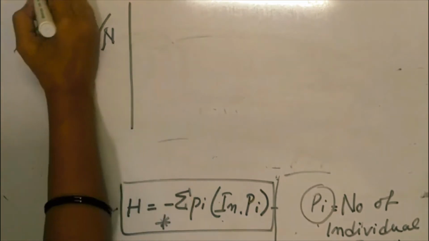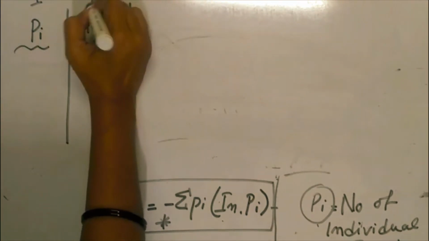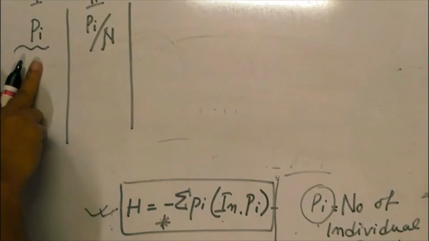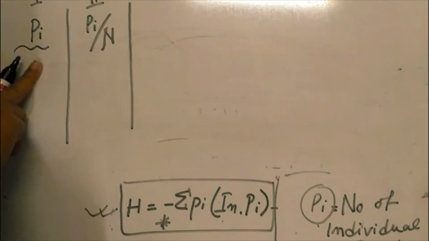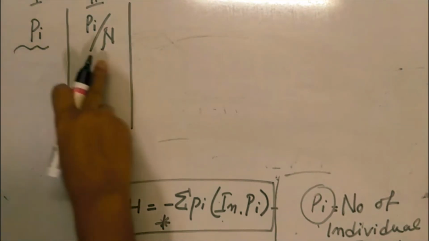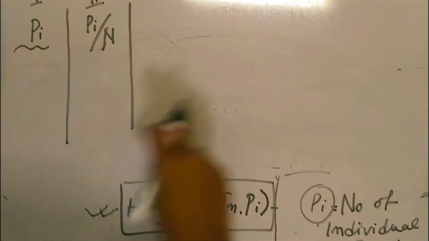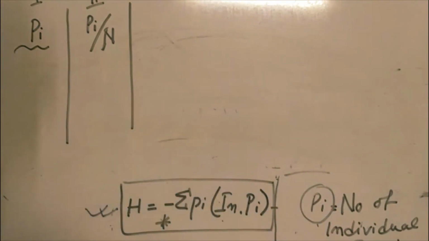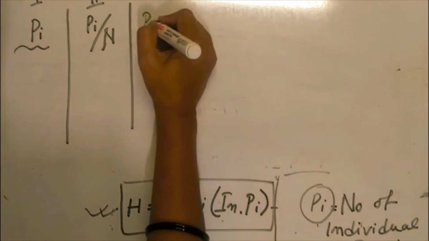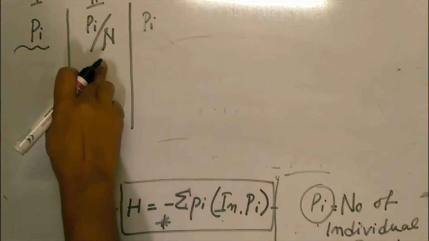This is column number 1. This is column number 2. The Pi is the individual species, here the cypress tree and the pine tree. N is the total number of species throughout the whole region. That is Pi.